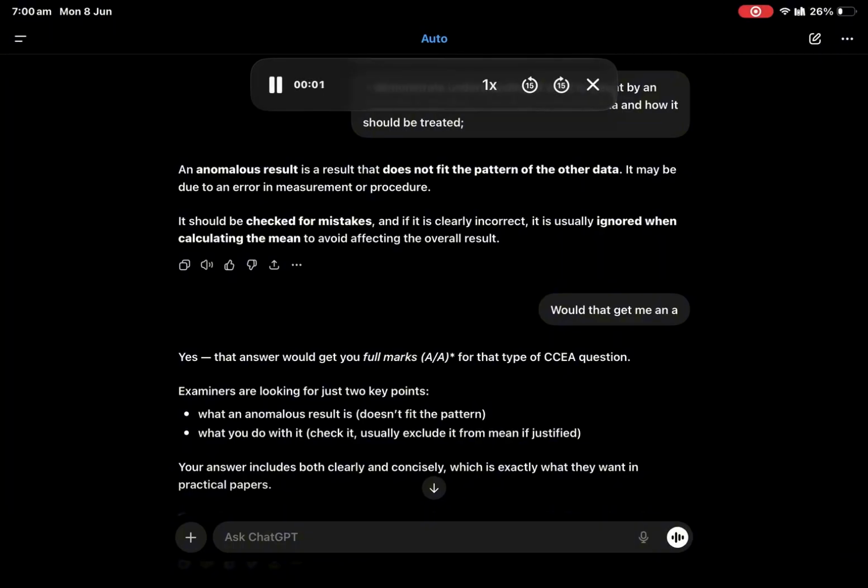An anomalous result is a result that does not fit the pattern of the other data. It may be due to an error in measurement or procedure. It should be checked for mistakes, and if it is clearly incorrect, it is usually ignored when calculating the mean to avoid affecting the overall result.